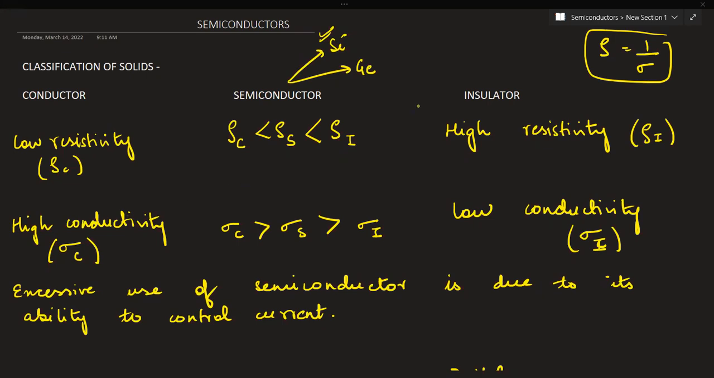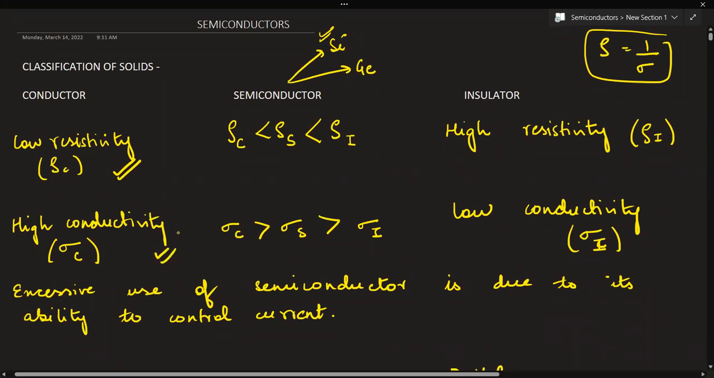Yes, ma'am. All right. Now, let's do a revision of semiconductors. But before that, we had done differentiation or classification of solids. So, the solids can be classified into three categories: conductor, semiconductor, and insulator. Now, in this, you have to remember the order of resistivity and the order of conductivity.